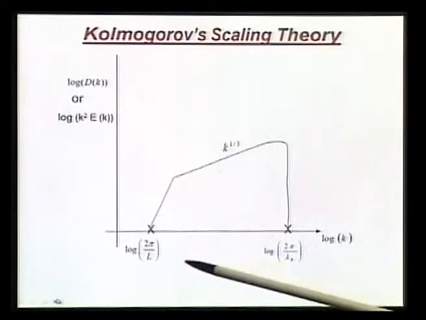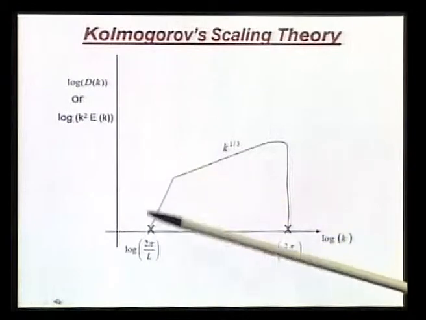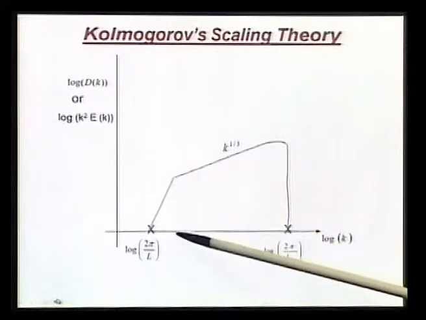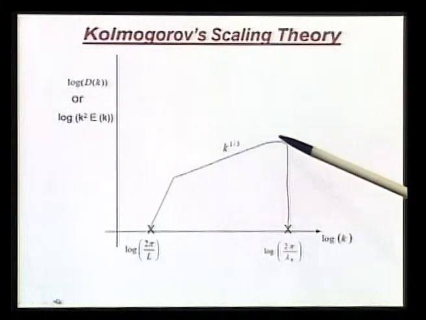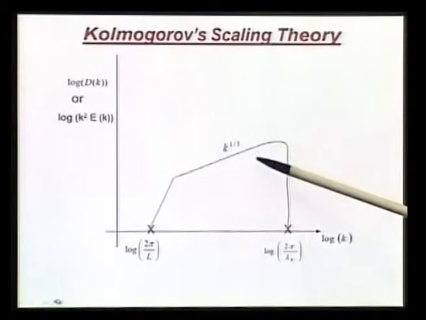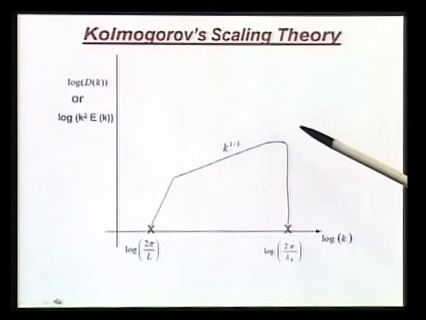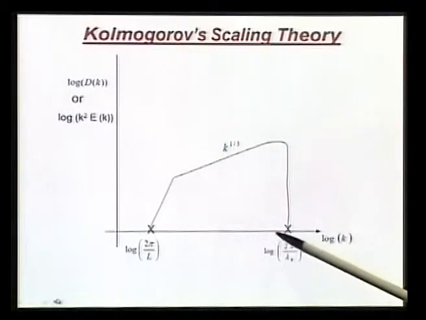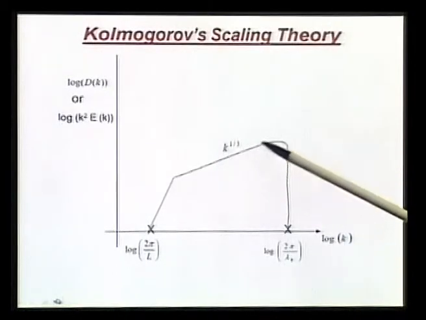So D of k is negligible. So it kind of starts off from where the flow begins. It picks it up, but in the inertial sub range it goes up as k to the power 1/3, and then again it is all lost due to dissipation. So that is at the Kolmogorov scale. So what you find is this.